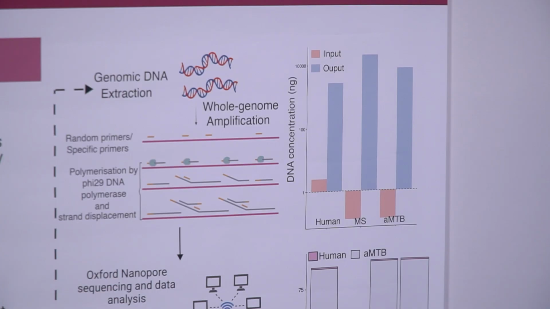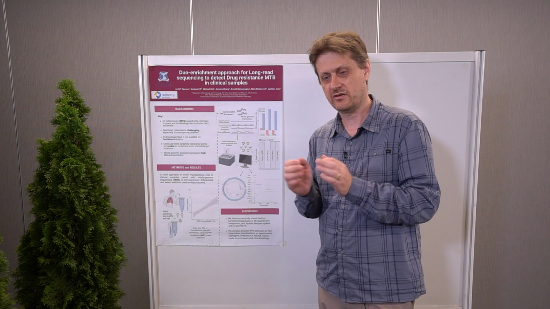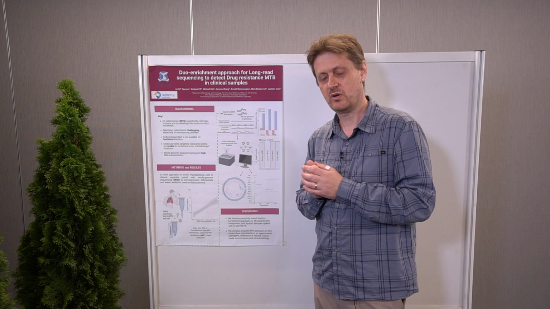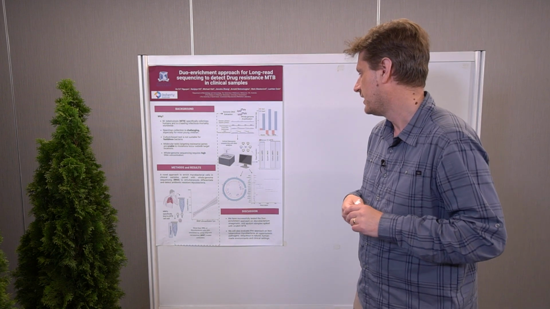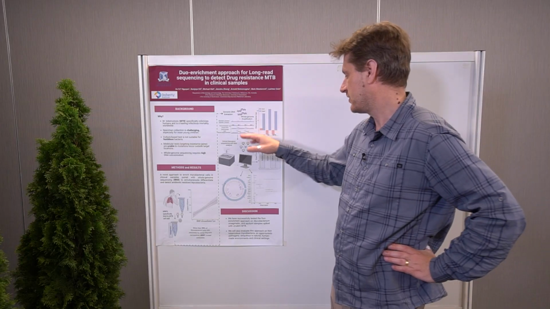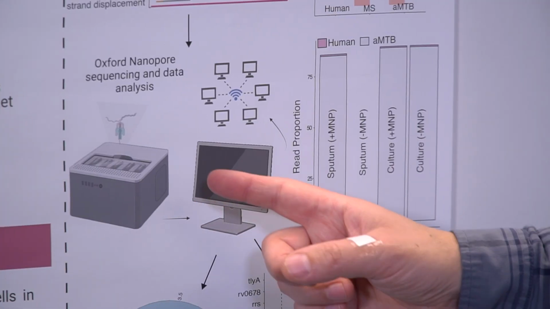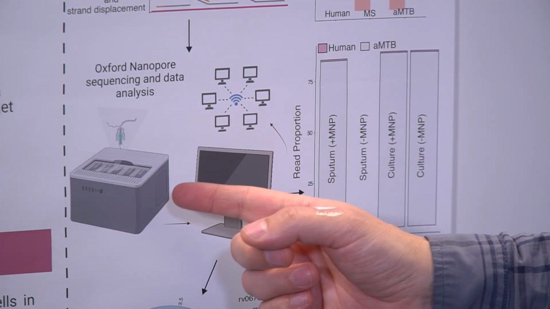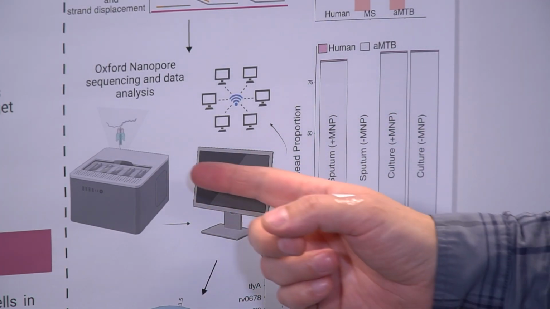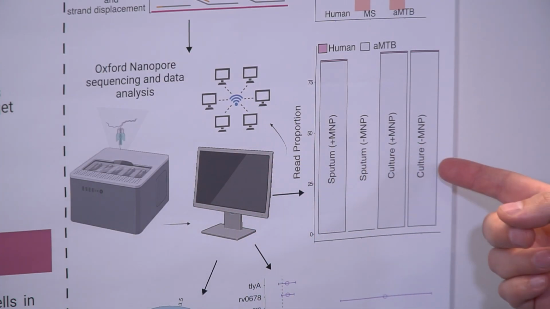It also has a high fidelity. So even if we start with a small number of copies of MTB DNA, we're quite confident that it's not going to introduce too many mutations and skew our results at the end. Once we've extracted and amplified the DNA, we use an Oxford Nanopore ligation kit to ligate the adapters for nanopore sequencing, and then we can put it on a GridION, for example, or a MinION to sequence the DNA.